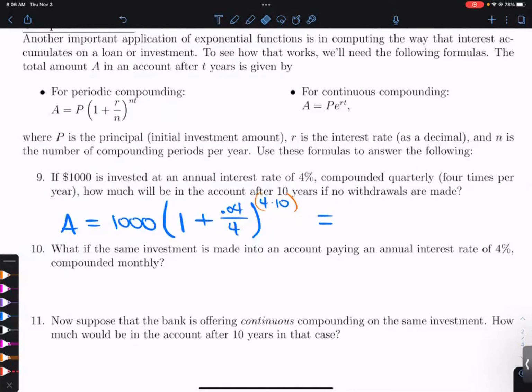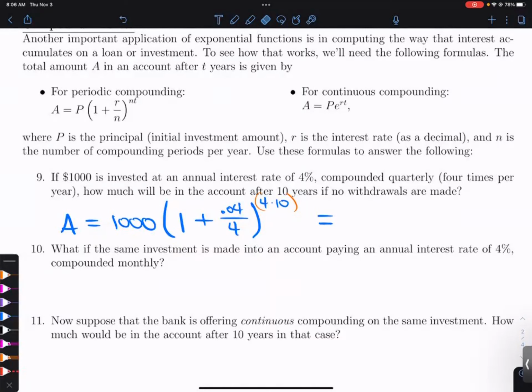So that's this first formula, the periodic one. If we're meant to use this one, like you would actually see the word continuous in the problem somewhere about the compounding schedule. Otherwise, it's this. So compounded quarterly, 4 times per year, that's n. $1,000 is the principal amount. r is the interest rate, 4%. Again, to use that, we have to convert it to a decimal. So 4%, slide the decimal over 2 places or divide by 100, that's 0.04. And then 10 years, so t is 10.